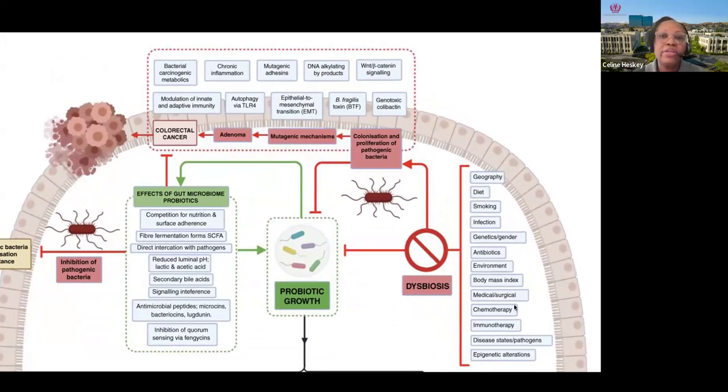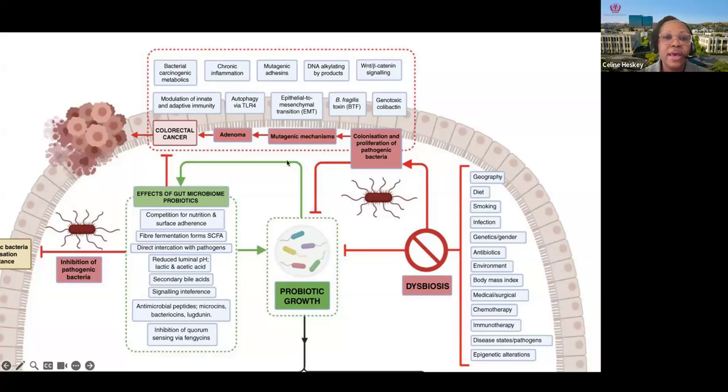So looking at this part of the screen, we see that when you look at the right-hand side, there are various factors that we mentioned that can cause dysbiosis. And if that happens, that could lead to various mechanisms that are listed up here, including chronic inflammation, and so on, that can then lead to increased risk of colorectal cancer, DNA damage, inflammation, etc.